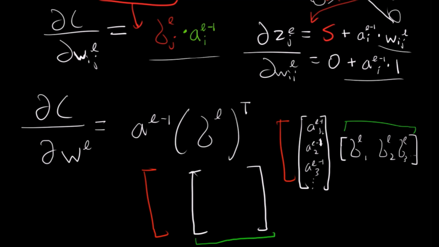So how do we matrix multiply? Well, we're going to multiply this element by this element, and that's going to be right here. So a^{L-1}_1 δ^L_1, and then we're going to take the next one, so it's going to be a^{L-1}_1 δ^L_2, and so on, right?